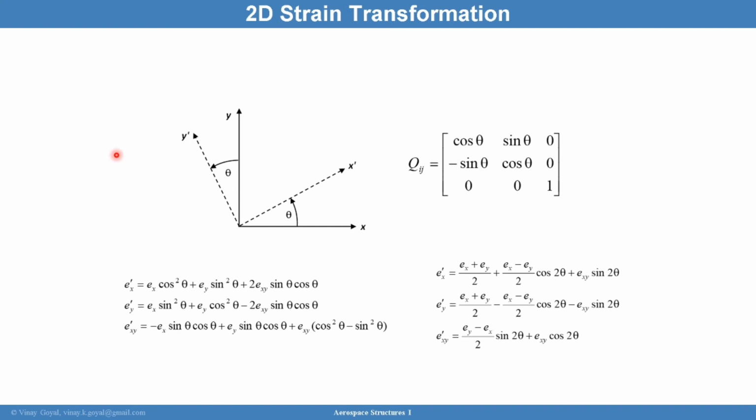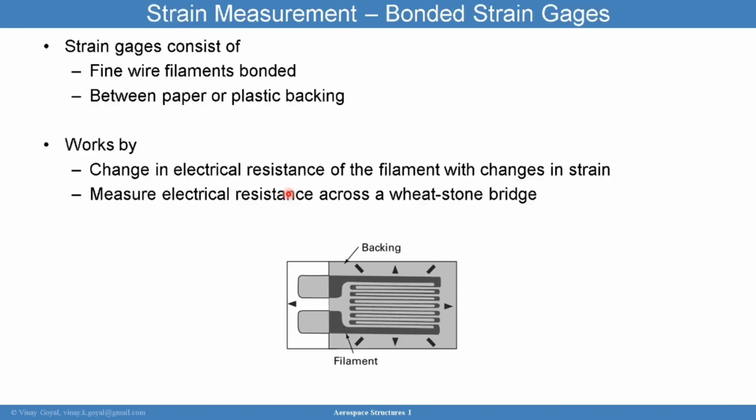And these are the equations that you will find if I do a rotation about z of amount theta. And finally, I can use this approach for strain measurements. Strain measurements are typically done by bonding strain gauges, and we can then measure the electrical resistance of the filament with changes in strain and measure electrical resistance across a Wheatstone bridge.